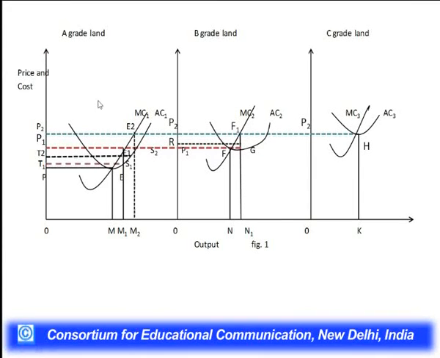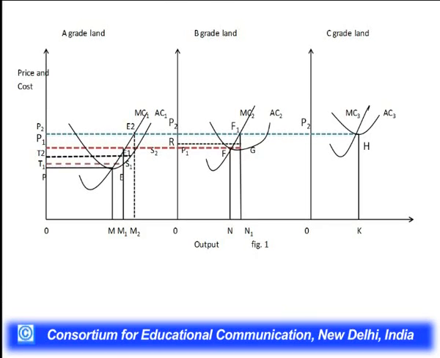Now in the same figure, we take the left hand side figure, we take only the case of supposing A grade land, and we will show what happens when more and more doses of labor and capital are employed on the same land. We know there is the law of diminishing returns. As more and more labor and capital are employed, marginal productivity of labor will fall, or you can say cost of production will rise, leading to a rise in the price of wheat.